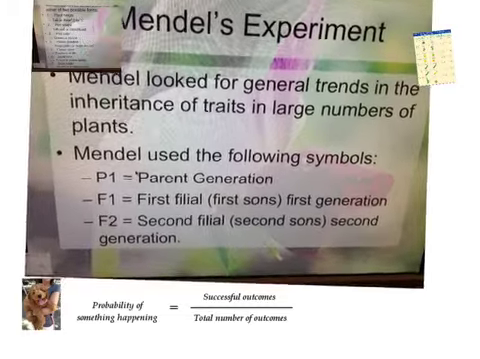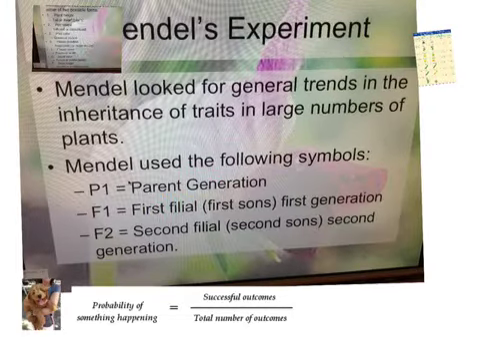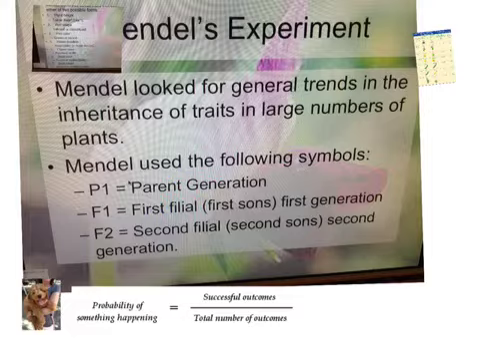One of the things we said was that Mendel looked for general trends in inheritance, and he used a lot of plants, which is important, a large number of plants. We're going to talk about sample size being extremely important. The larger the sample size, the more accurate it's going to be. If you flip a coin 1,000 times, you're more likely to get a true 1-to-2 ratio than if you flip it once or twice, or 10 times even.